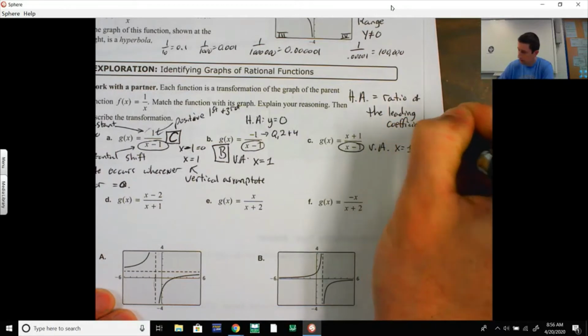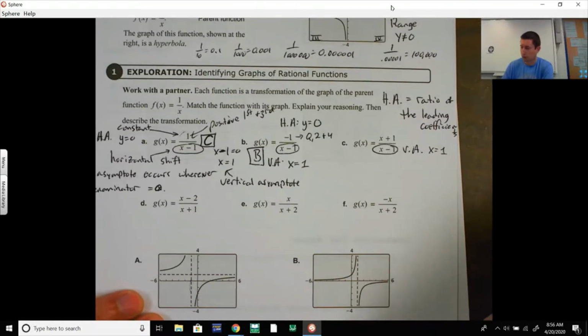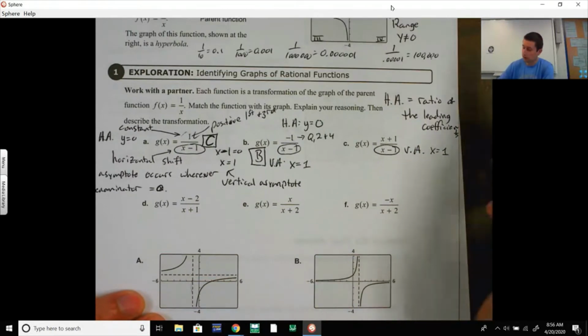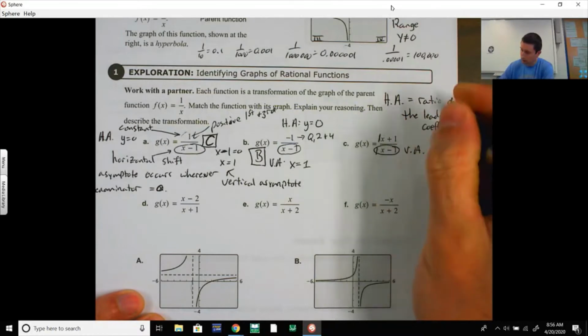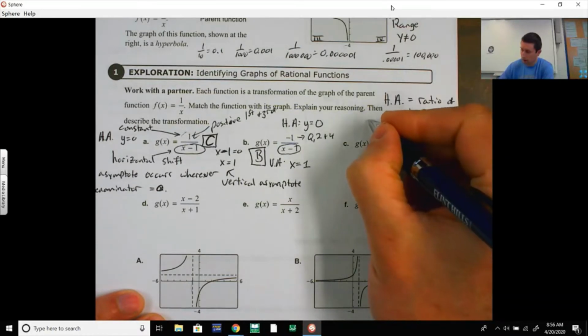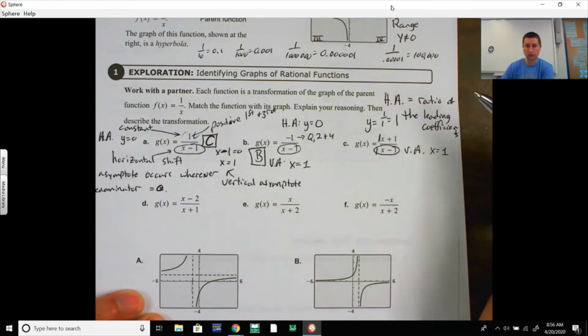Oops, ran right off that page. Ratio of the leading coefficients. Well, remember, the leading coefficients are the numbers in front of the variables. So I have a 1 here and I have a 1 here. So my horizontal asymptote would be y equals 1 over 1, which is 1. Y equals 1. There's that y equals 1.